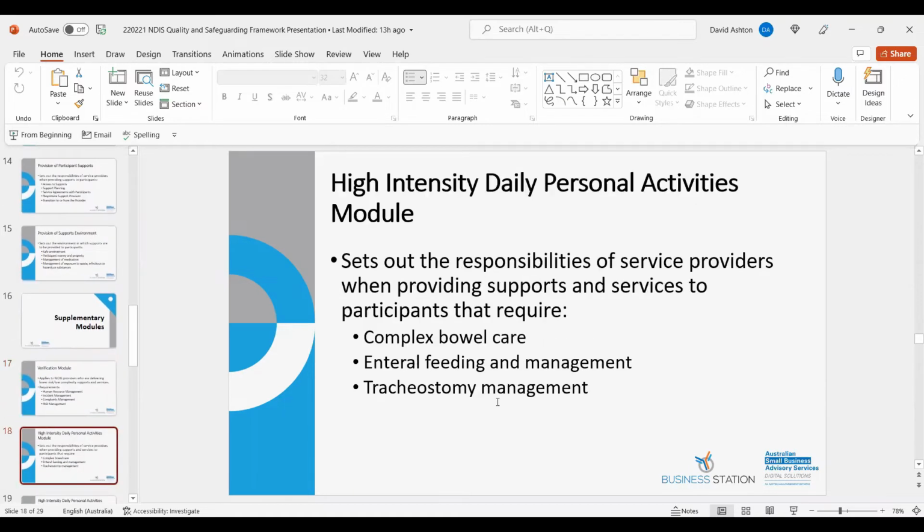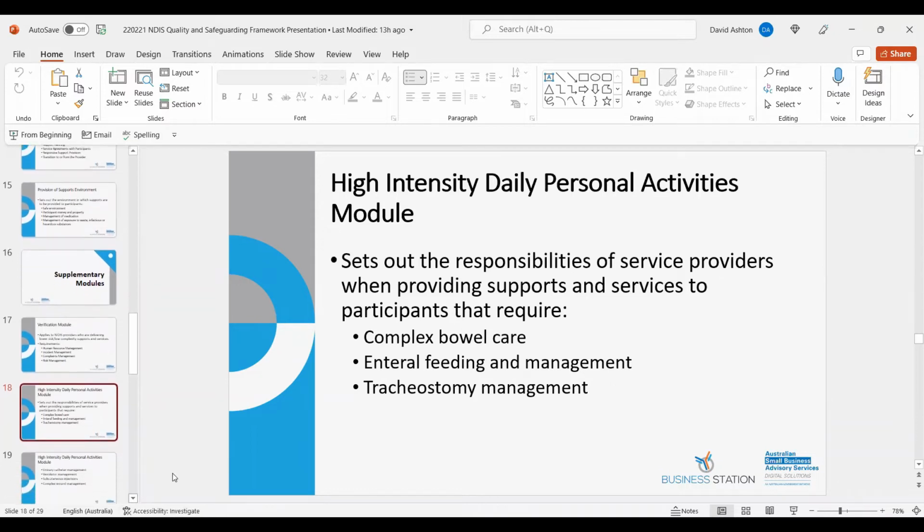So we'll go through those. The first one is high intensity daily personal activities. So this is where there is a lot of medical aspect to it. As I said, I'm not medically trained, but where you're providing a certain level of, I guess, medical component, you need to employ the right people to do this, and they're the sort of services that come with it.